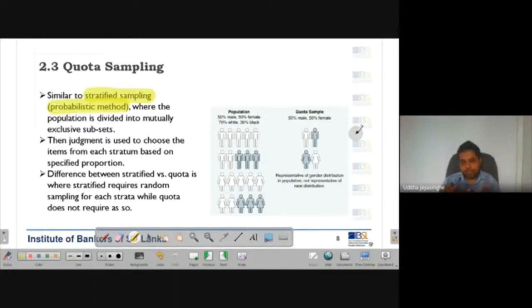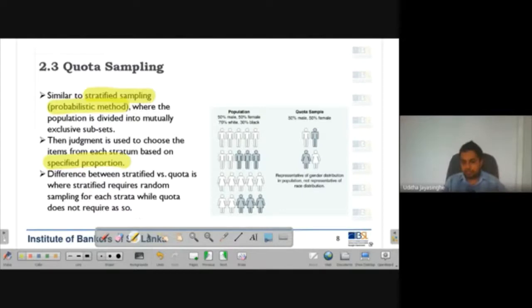Fine. Second bullet point. Judgment is used to choose the items from each stratum or each group or each batch based on the specified proportion. The important part is this specified proportion. Last point, the difference between stratified and quota sampling. Stratified is the one that we are going to learn in a little while, that will come under probabilistic. Quota is what we are going to discuss here. Stratified requires random sampling for each stratum, while quota does not.